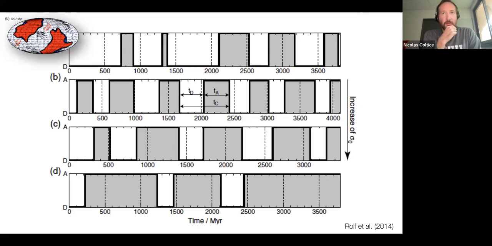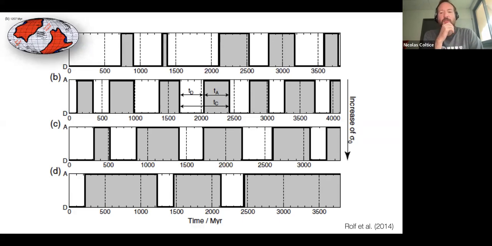So here it's taken from a paper by Tobias Rolf in 2014. It's with the type of model I showed before, in the same kind of physics. You have here only two continents, and we were looking at how these continents would aggregate and disperse. And so what you have here, if I can find back my, oh, I don't see it. Well, what you have on the x-axis is the time.